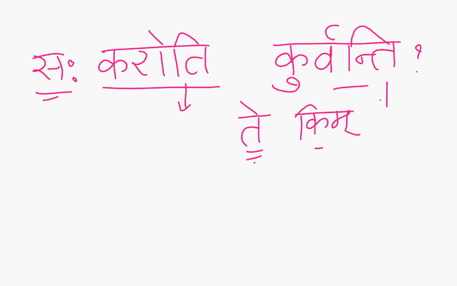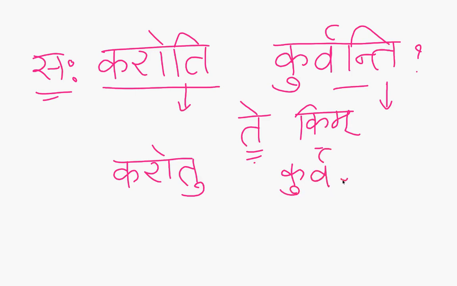Now we are converting this into lot lakara, which represents ajna, which is order. Prarthana is the prayer, and ichha is the wish. So karoti changes to the form karotu, and kurvanti changes to the form kurvantu. So the question remains, Saha kim karotu, what should he do? And te kim kurvantu, what should they do?